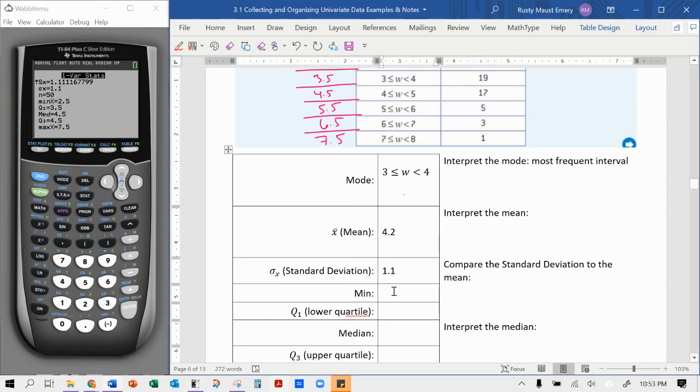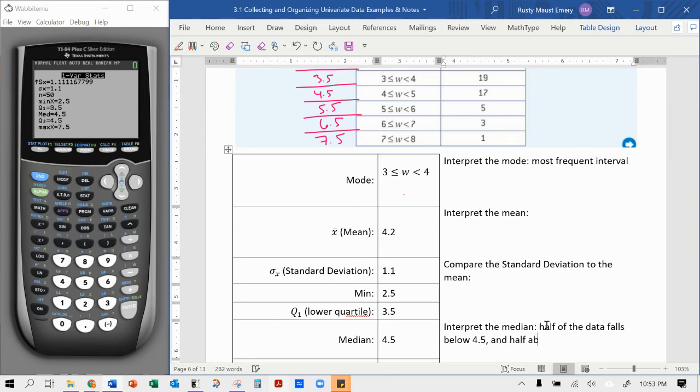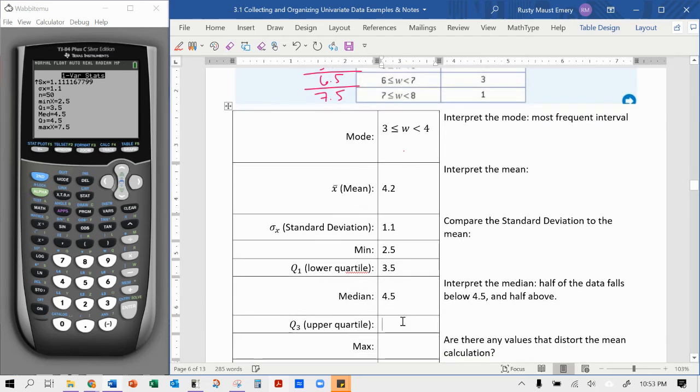Minimum is 2.5. Q1 is 3.5. Median, 4.5. Remember, the median is simply half of the data falls below 4.5 and half above. This is, again, an estimate, right? So we don't know exactly what the median is, but the estimated median is 4.5. Upper quartile is 4.5 as well. Maximum is 7.5.